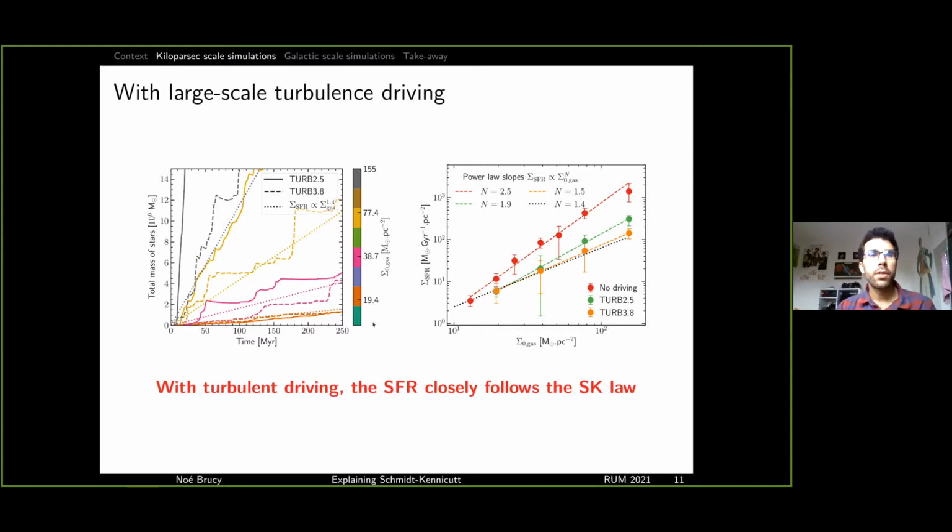So as I said, the cool thing with this kiloparsec scale setup is that we can run a lot of them, and tweak the parameters of the turbulence, for example, change the compressibility, the strength, etc., in order to test different setups. But it's also a caveat because we don't simulate the turbulence driving consistently.